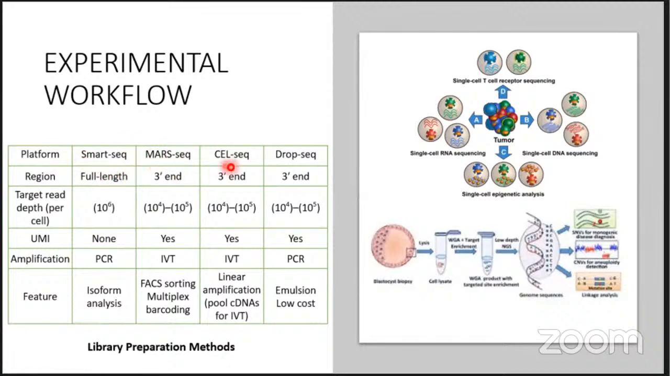So these are the different kinds of platforms, and library preparation kits are available for the different platforms. If we look at this particular diagram, it shows how we can generate different kinds of analysis: single cell epigenetics, DNA sequencing, T cell receptor sequencing, and RNA sequencing from the tumor microenvironment.